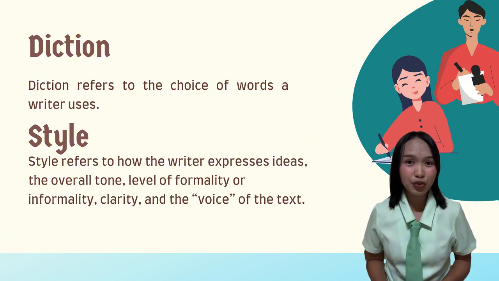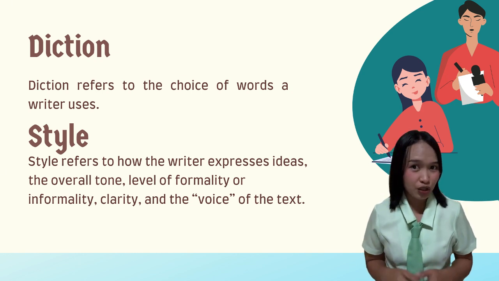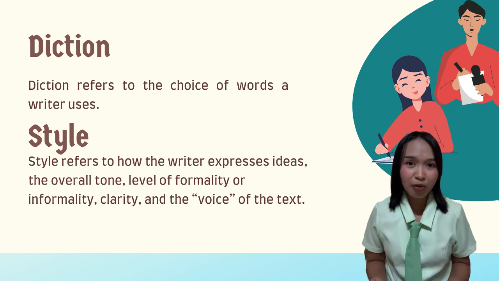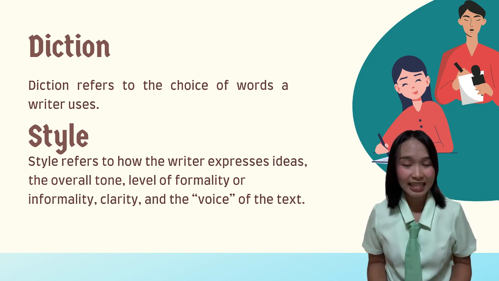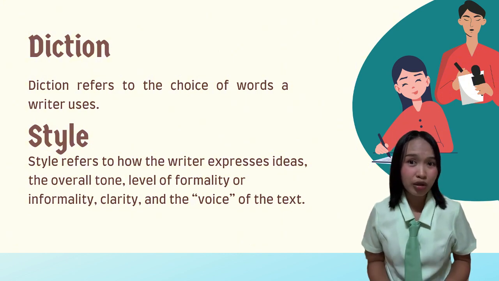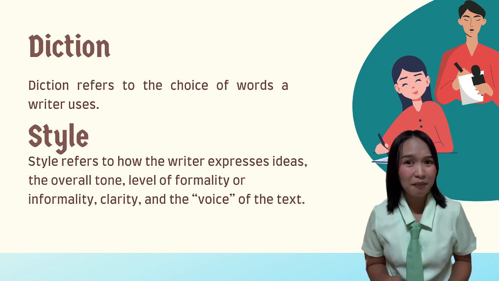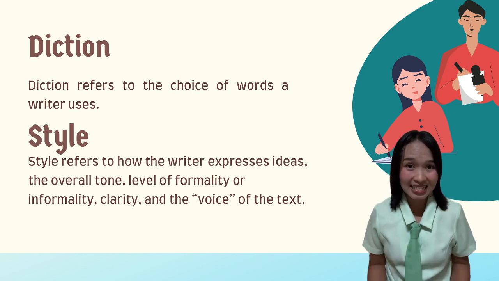Diction refers to the choice of words the writer uses. Style refers to how the writer expresses ideas, the overall tone, level of formality or informality, clarity, and the voice of the text. Now, good diction and a clear style help ensure that the message is precise, unambiguous, and appropriate for the audience. Now, why do diction and style matter for informational texts?